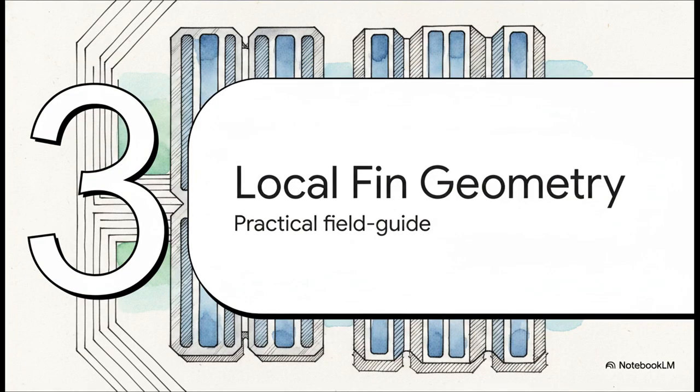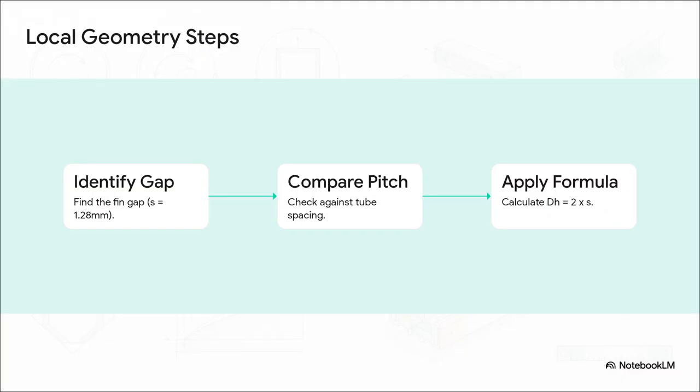Section 3, Method 1, Local Fin Geometry. This is your practical, visual field guide approach. Let's apply this using the exact specs from our V8 condenser. Step 1, we identify our fin gap, which, as we established, is a tiny 1.28 millimeters. Step 2, we compare this to the distance between the tubes. So that's the transverse tube spacing of 14.0 millimeters.